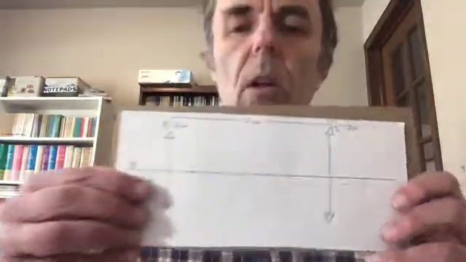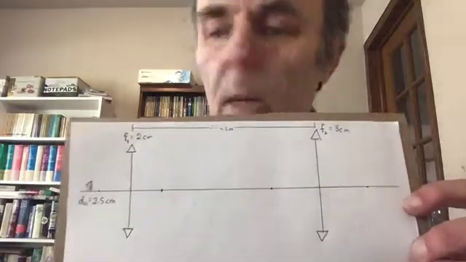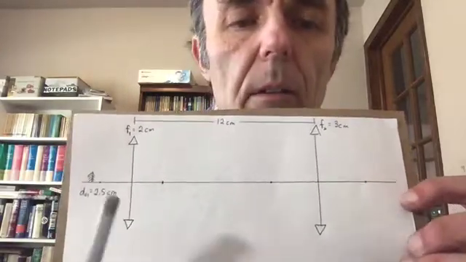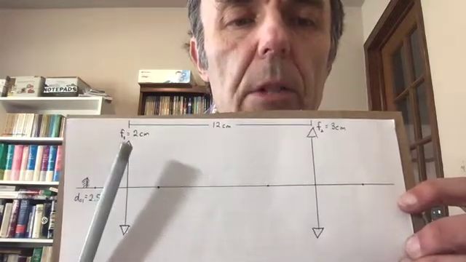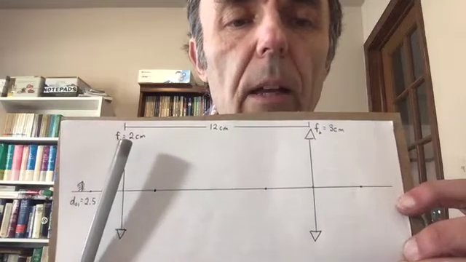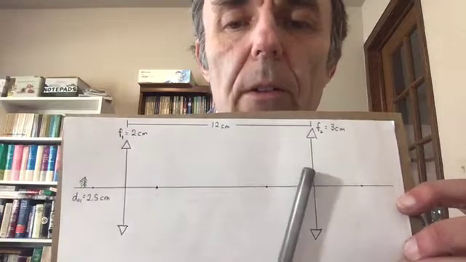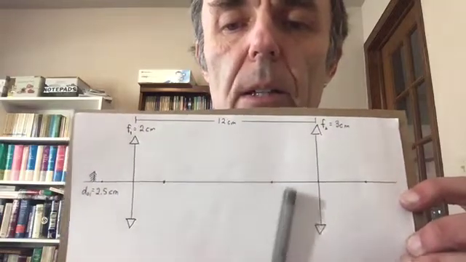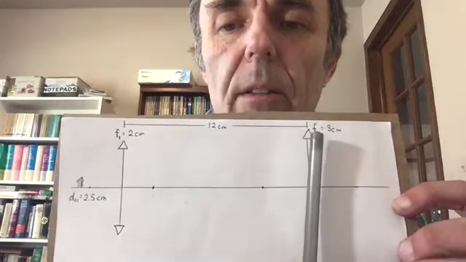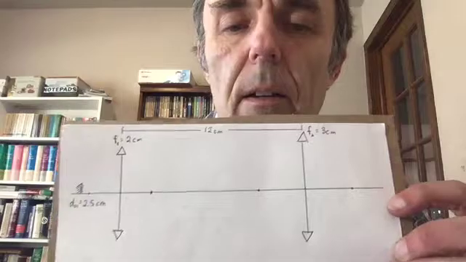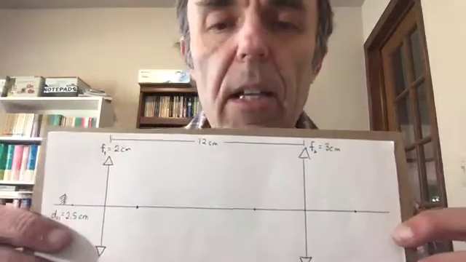So here's a little more schematic of what we have. We're going to analyze a case where we have an object that's 2.5 centimeters from the objective lens. The objective lens has a focal length of 2 centimeters. The objective is 12 centimeters from an eyepiece. Both of these are converging lenses. The eyepiece has a focal length of 3 centimeters. And what we want to do is find the final image.